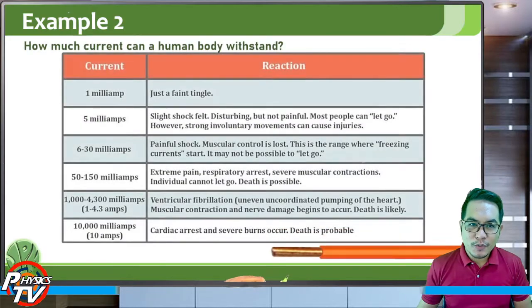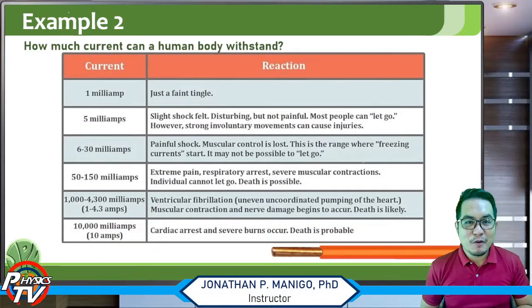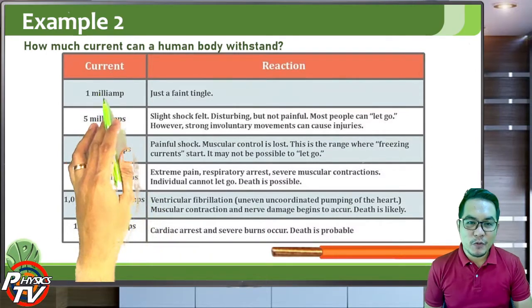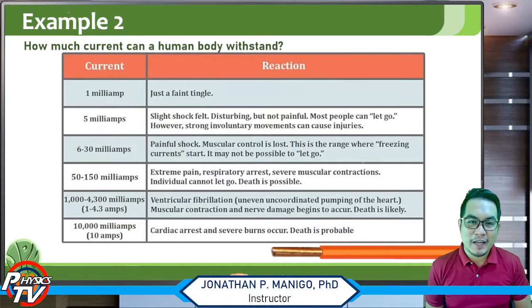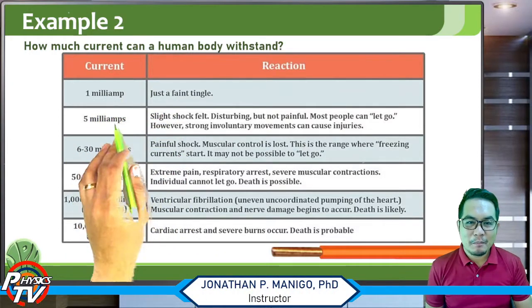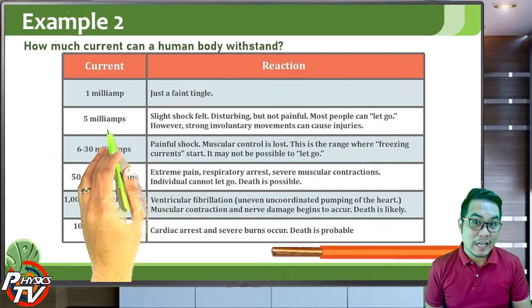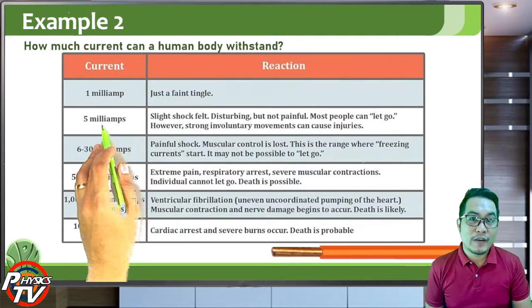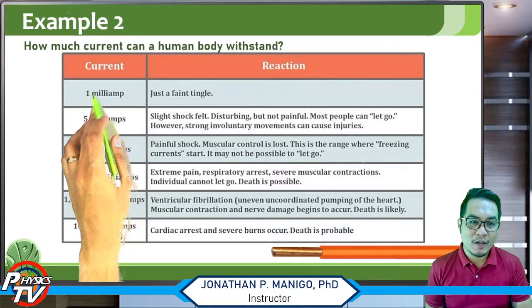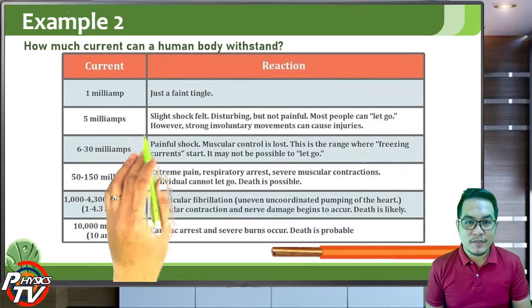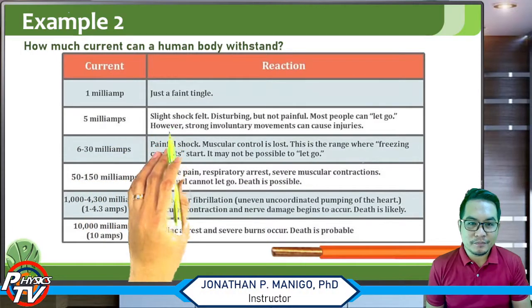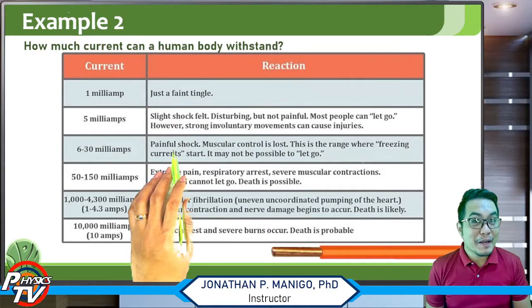I'm going to show you this table, how much current can a human body withstand. If you experience a 1 milliampere current flowing through your body, it will be a faint tingle. Milli is times 10 to the negative 3, so 1 milliampere is 0.001 ampere. 5 milliamperes is 0.005 amperes, a slight shock. 6 to 30 milliamperes, painful shock.